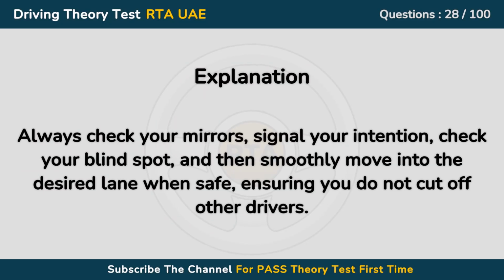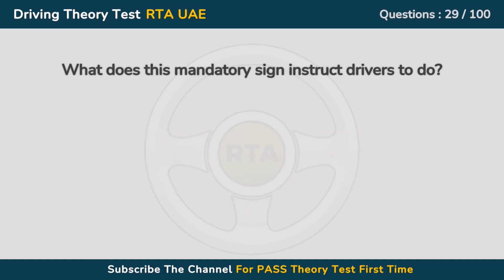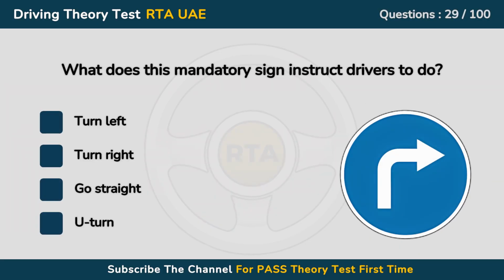Always check your mirrors, signal your intention, check your blind spot, and then smoothly move into the desired lane when safe, ensuring you do not cut off other drivers. Question 29. What does this mandatory sign instruct drivers to do? A. Turn left. B. Turn right. C. Go straight. D. U-turn.